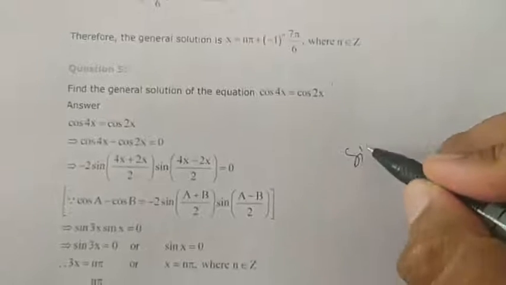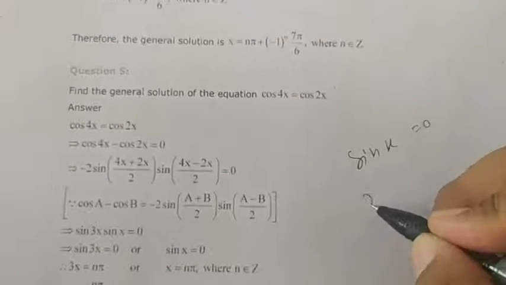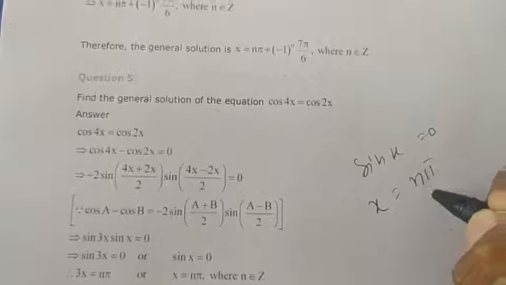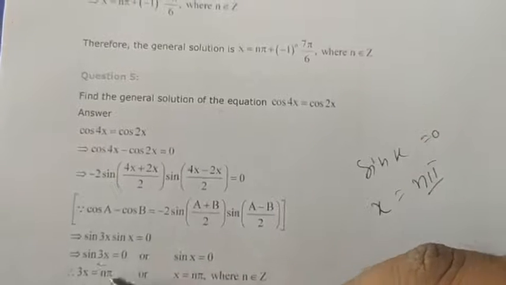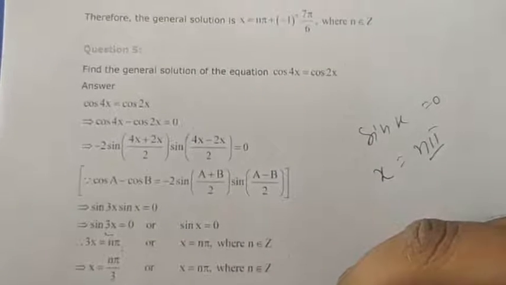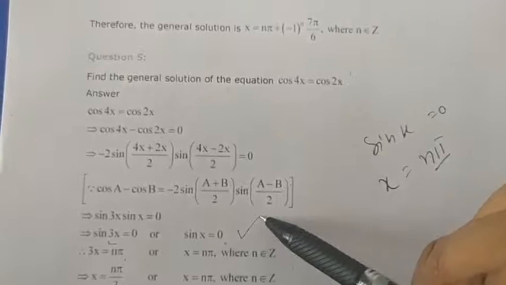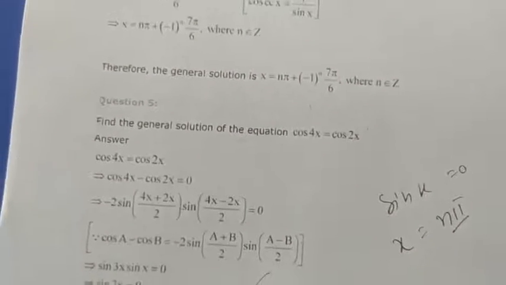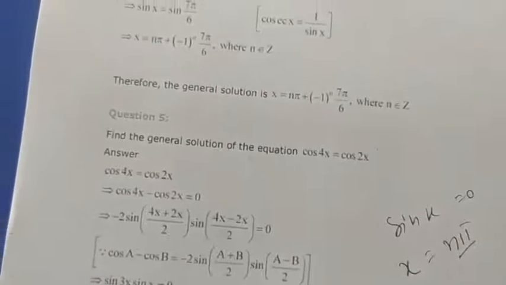When sin x equal to 0, then x is equal to nπ. Here 3x equal to nπ, then x equal to nπ/3. And here you are getting nπ. So like that, you have to solve these questions of this chapter 3, trigonometric functions.